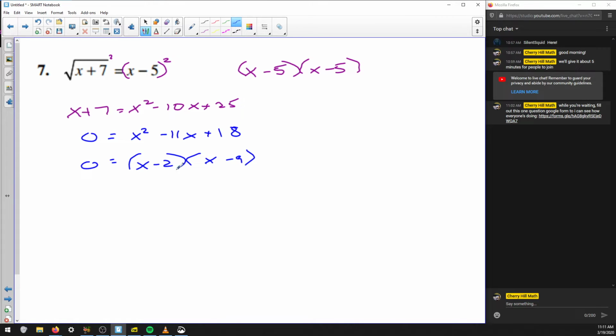So I get two answers. If I set the first factor equal to 0, I get a 2. And if I set the second factor equal to 0, I get a 9. And so those would be my potential two answers. We have to check them though, right?